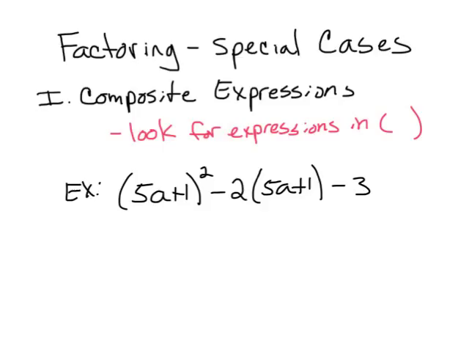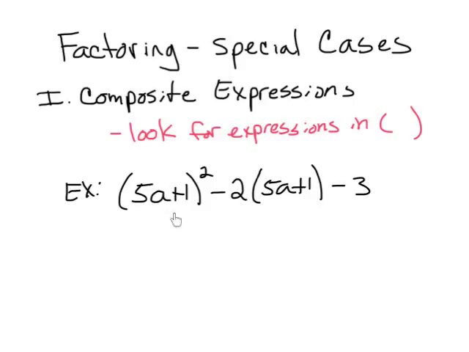So the first one is composite expressions. With composite expressions, what you're looking for is a function inside another function. So you're looking for algebraic expressions inside parentheses. And here's an example. We have 5a plus 1 quantity squared, and then the 5a plus 1 shows up again with a coefficient of 2 in front of it.